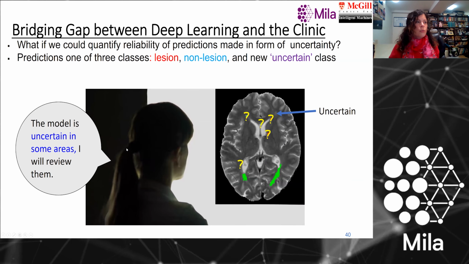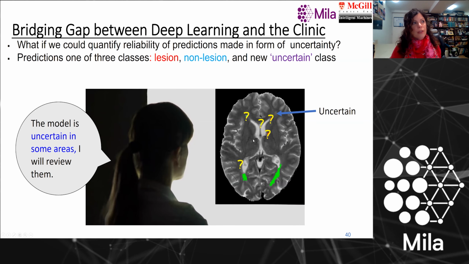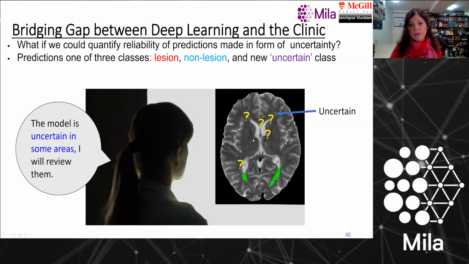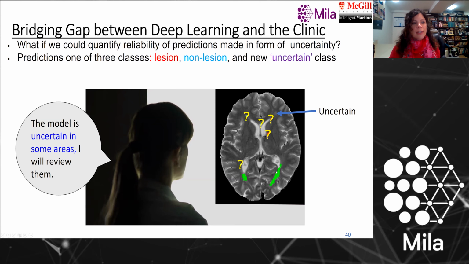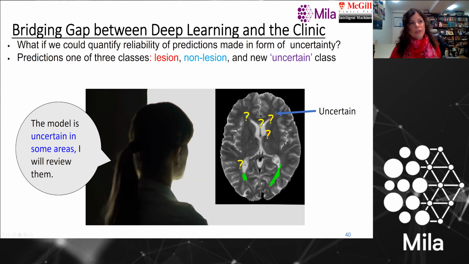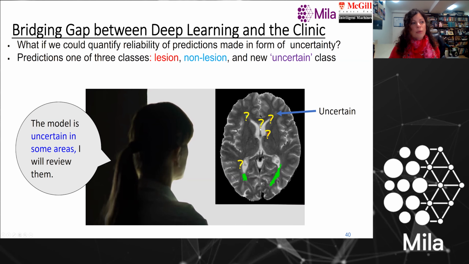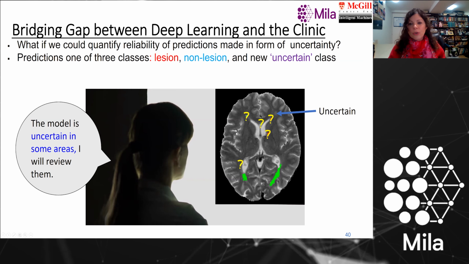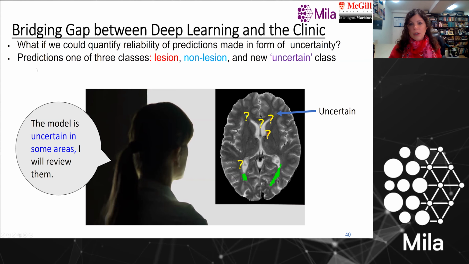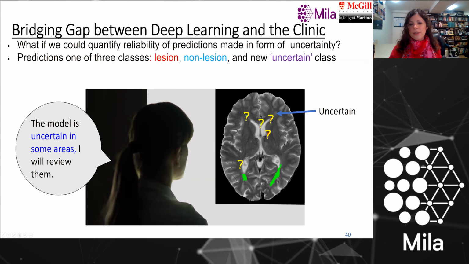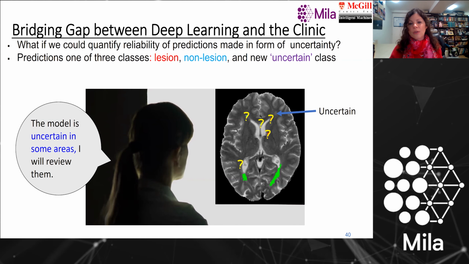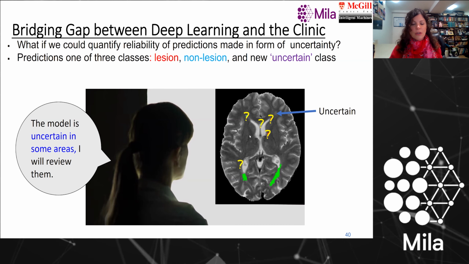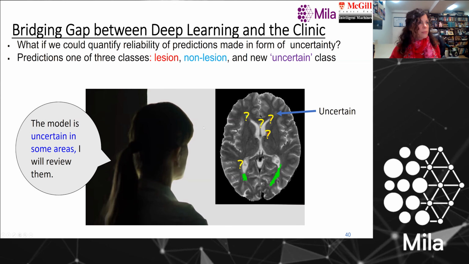So our thoughts are, what if we could quantify the reliability of the predictions in the form of an uncertainty? So predictions are now lesion, non-lesion, and uncertain. And the idea would be that the clinician could then review these uncertain results, similar to how a junior clinician would refer to a senior when they are uncertain about a decision for a challenging case.